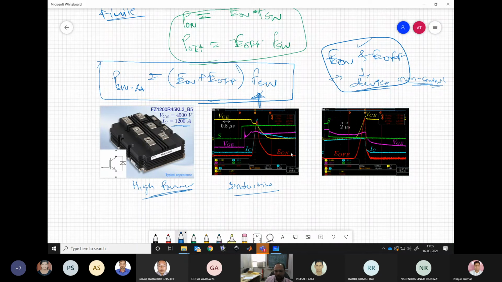So the only thing we have in our hands is the switching frequency that we can change. If this loss is very, very significant, then we have to reduce our switching frequency to a low value. And this is the message which I am trying to give from these waveforms.